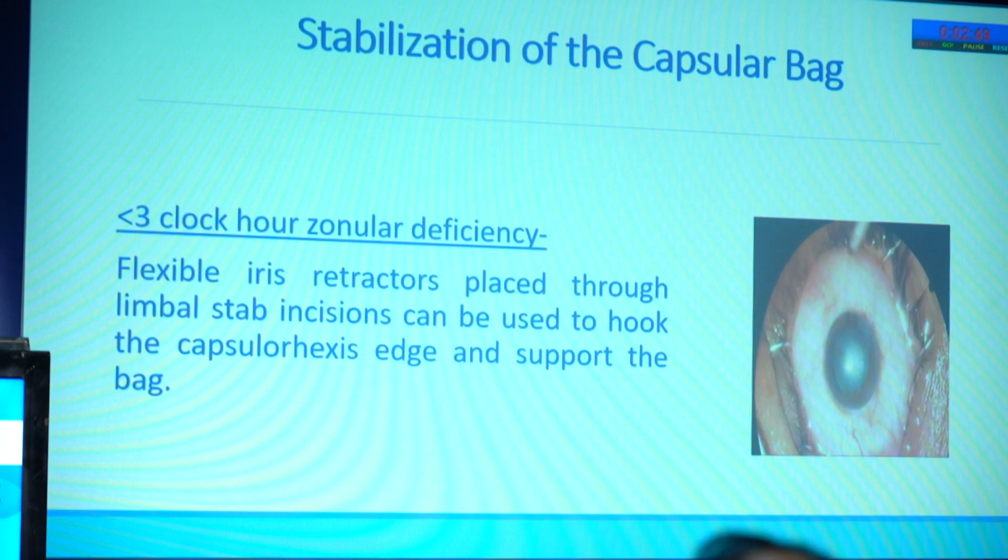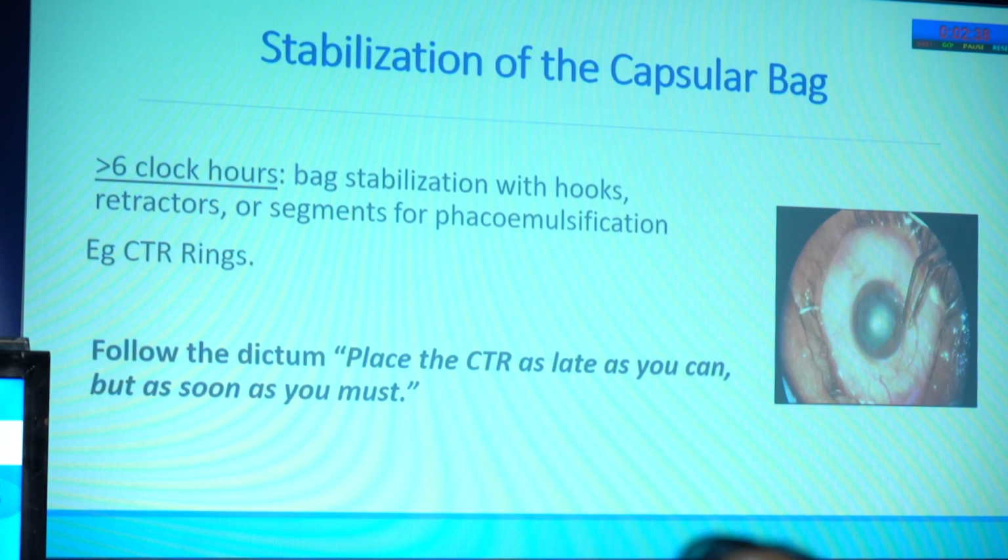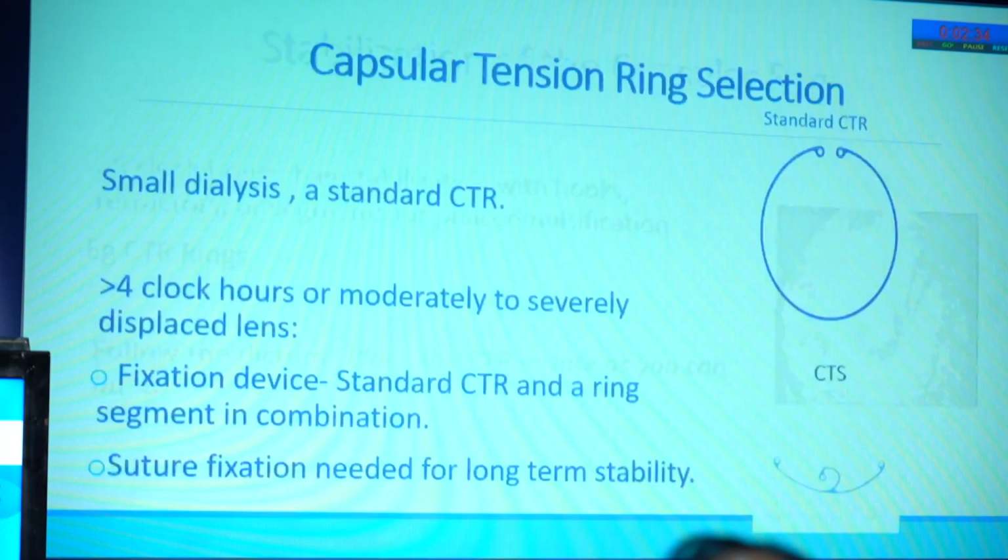We need to stabilize the capsular bag. Flexible iris retractors are placed through limbal stab incisions when there is less than 3 clock hours of zonular deficiency. For stabilization of the capsular bag, if it is more than 6 clock hours, use CTR rings. CTR selection is also based on this. If there is more than 4 clock hours or moderately to severely displaced lenses, we can use a fixation device like a standard CTR and a ring segment in combination. Need to suture sometimes.